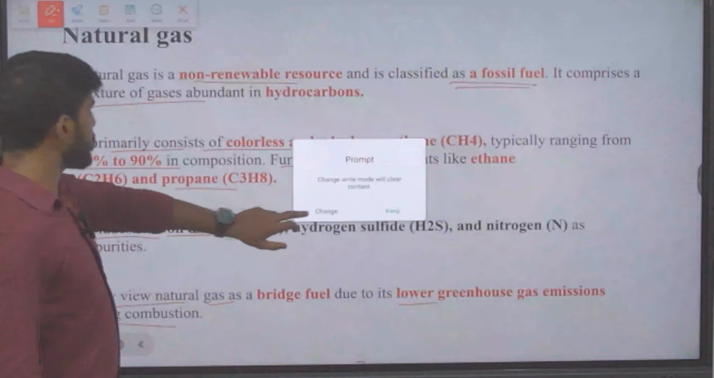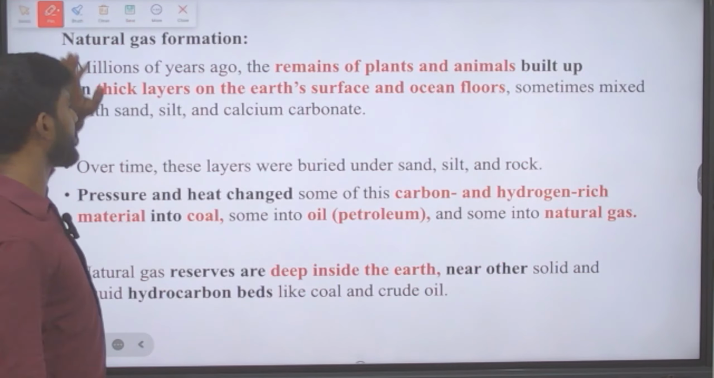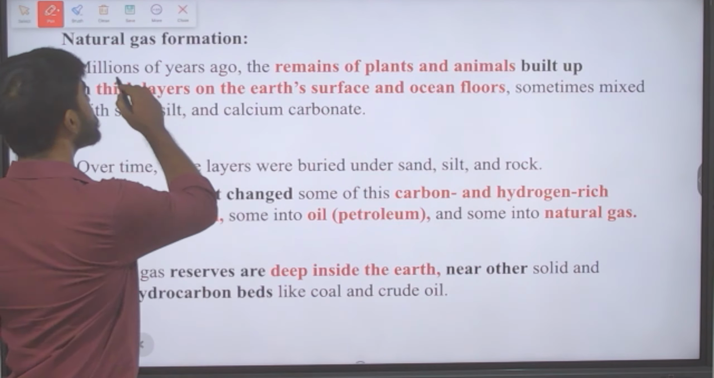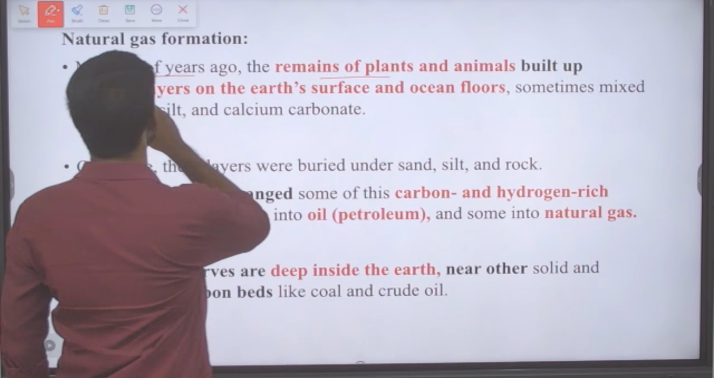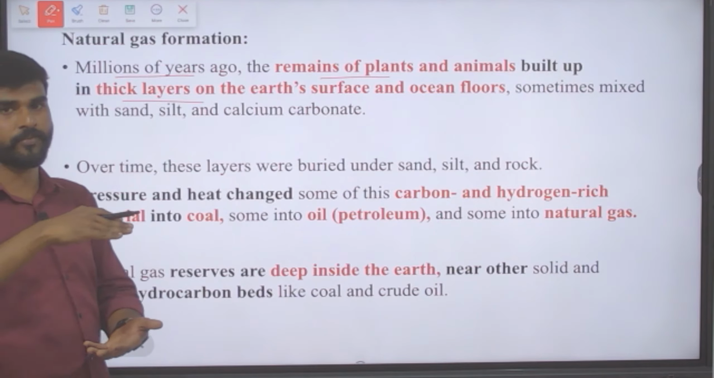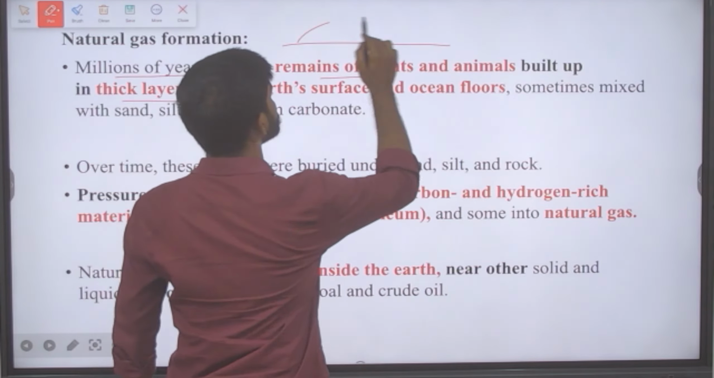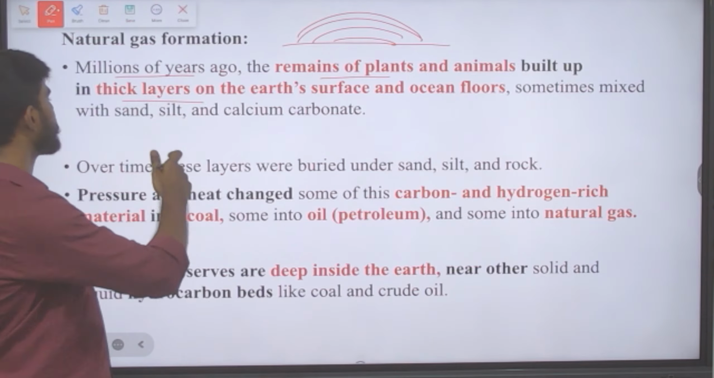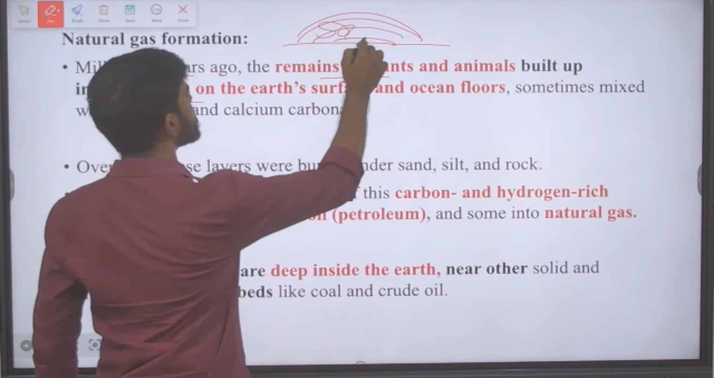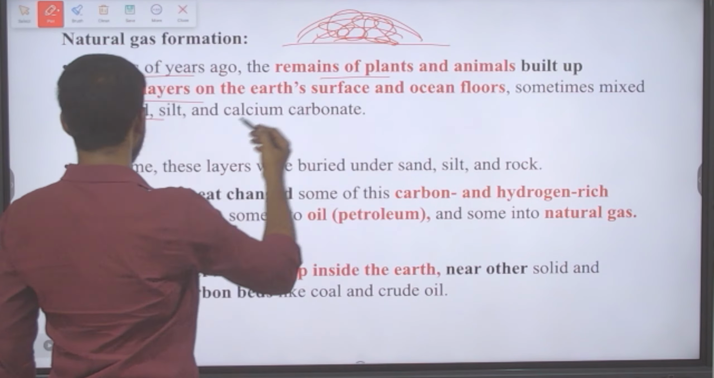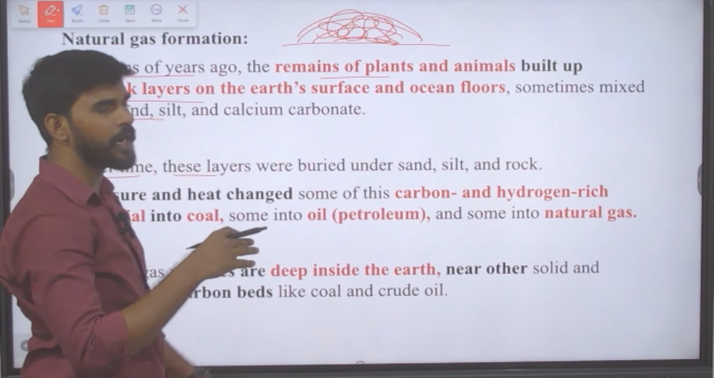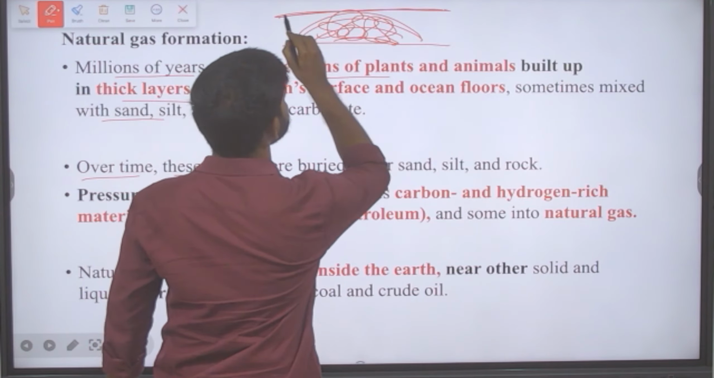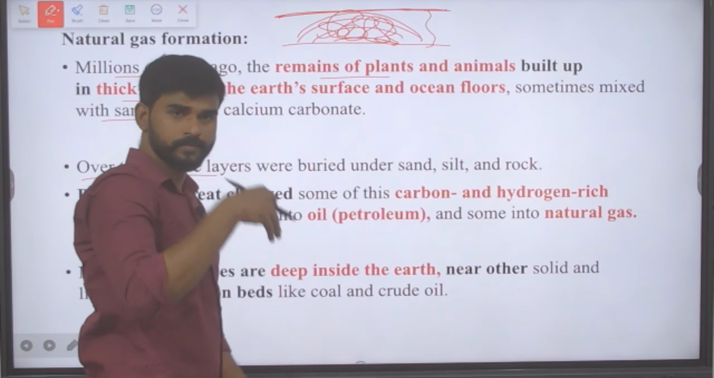Okay, so what else do we have to understand about natural gas? Its formation. How is natural gas formed? Okay, so millions of years ago, the remains of plants and animals built up in thick layers on the earth's surface and ocean floor. On the earth's surface, millions of years ago, a thick layer of remains of plants and animals was building up, and sometimes it is also mixed with sand, silt, and calcium carbonate. And what will happen over time? These layers were buried under sand, silt, and rock. So these will go under, and the new surface is this. Now it has gone beneath.